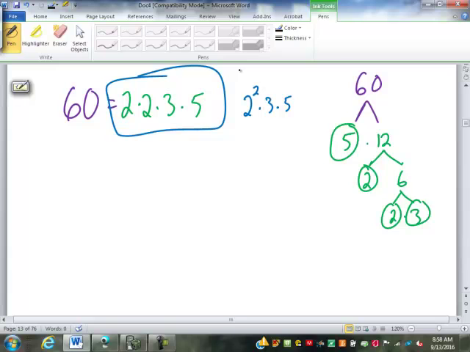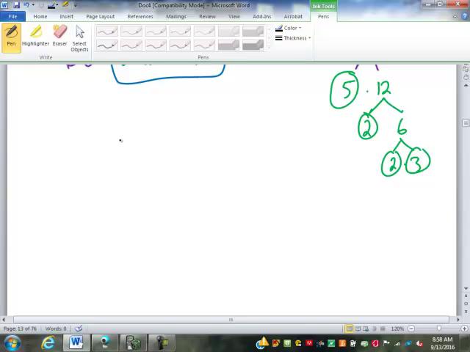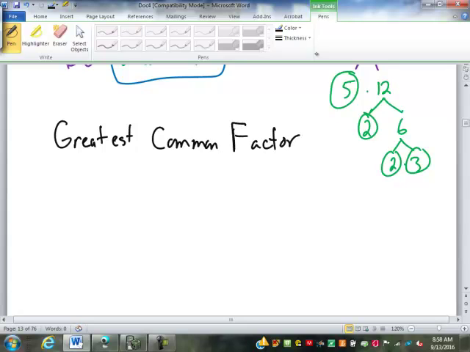Any questions? So the question is, why do we care about factoring? Well, when we get into the next unit with fractions, there's a lot of things dealing with factoring that are very important to us. One thing is something called the greatest common factor. The greatest common factor is the largest number. When we're dealing with a pair of numbers, it's the largest number that will divide into both of them.